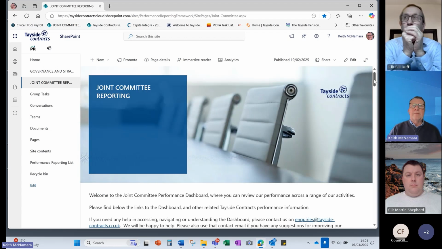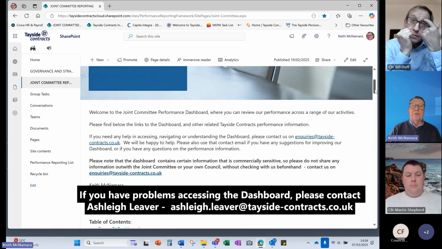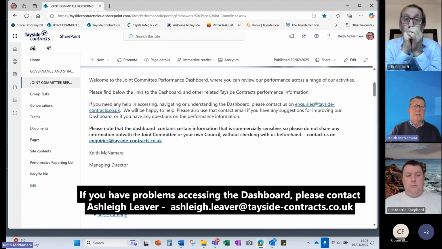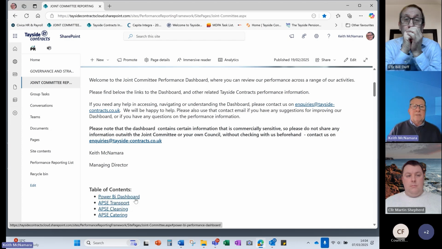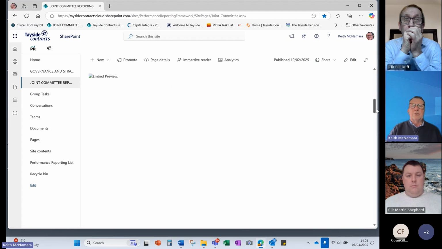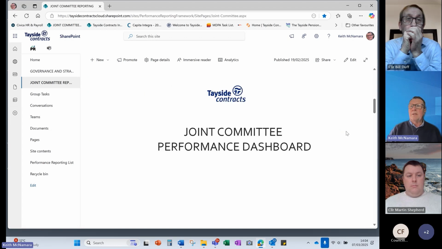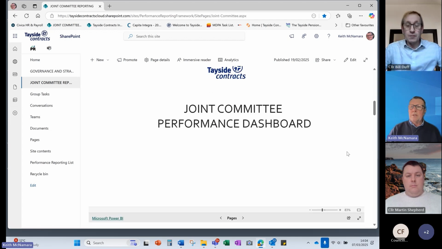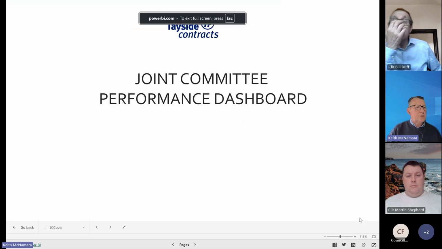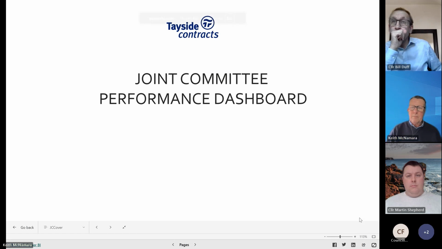So this is basically the landing page, with a bit of introduction about the dashboard, and you can either access the dashboard itself by clicking on this line that says Power BI dashboard, or the other way is just to come down to the bottom, and the actual dashboard is here. So this is the start of the joint committee dashboard. There's a handy wee button at the very bottom right, which opens the item up in full screen. So that's it in full screen in all its glory.